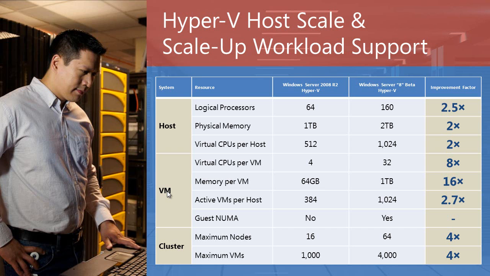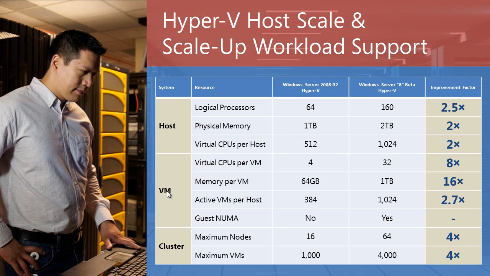So what does that mean with regard to our comparison to VMware and scale-up workload support? I wanted to throw these slides in so you understand the difference between what we had before and what's currently available in Windows Server 8 Beta. And again, we haven't even said what the final result is going to look like. In Windows Server 2008 R2, the number of logical processors on a host that we supported was 64, basically number of cores times number of sockets. Now it's 160. The physical memory on a host was 1 terabyte. Now it's 2 terabytes, so we doubled that. Virtual CPUs per host used to be 512. Now it's 1,024, so we doubled that.